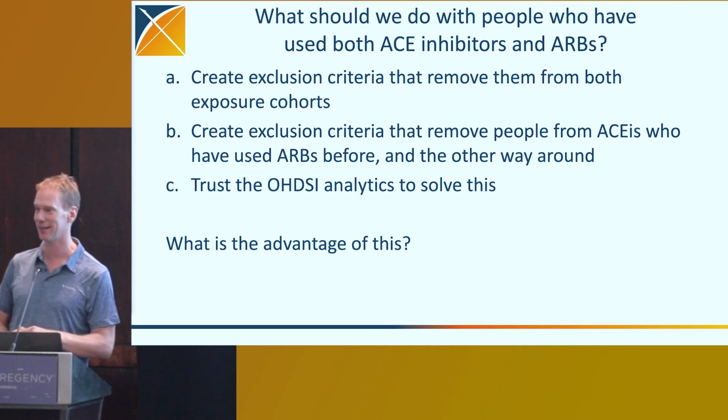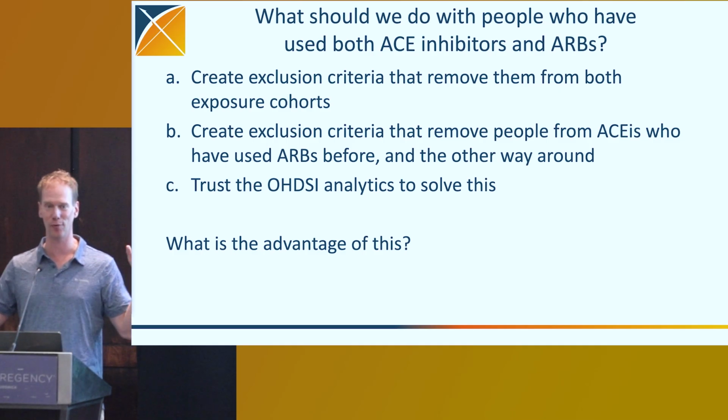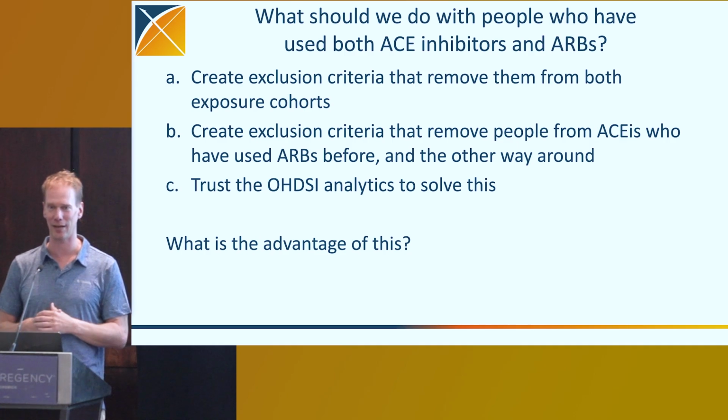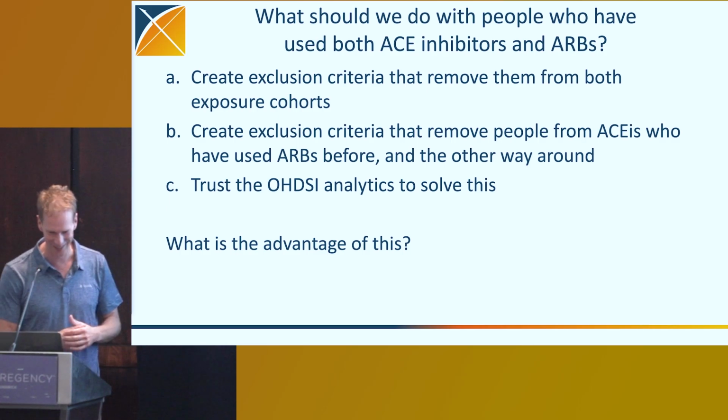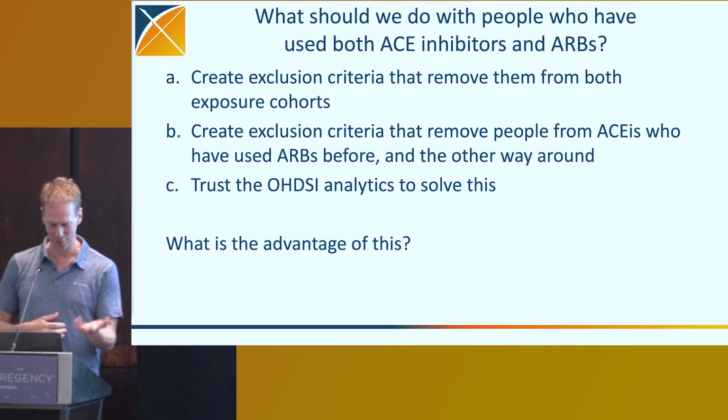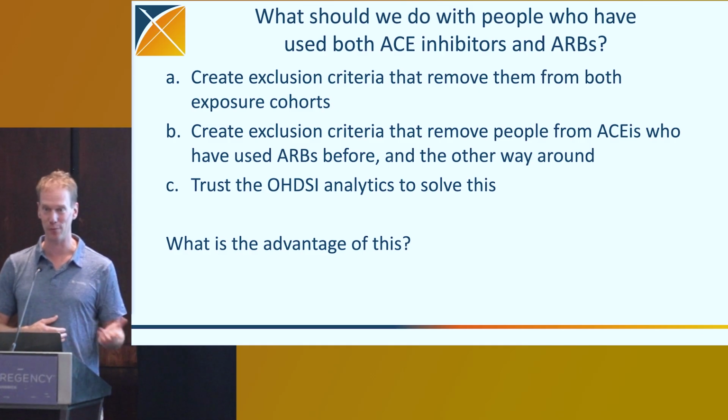So who thinks A, we have to completely remove people who at any time use both ACEs or ARBs? Nope, nobody thinks that. Who thinks B, we add it to the cohort definitions and remove them? All right, and who thinks C? I have some trust, at least, here in the OHDSI tools. So the thing is, I would recommend using C, although B would work.